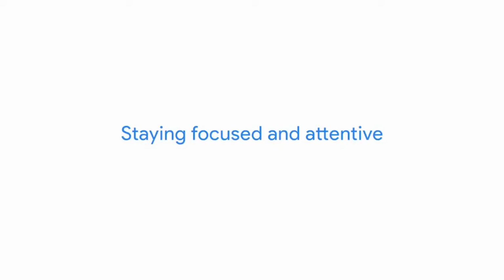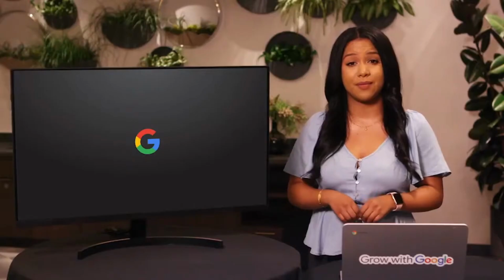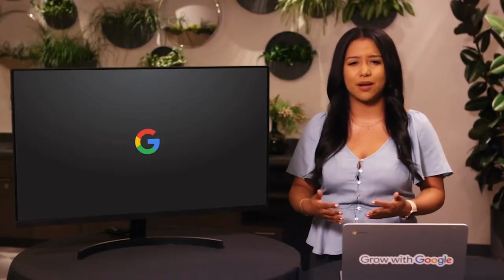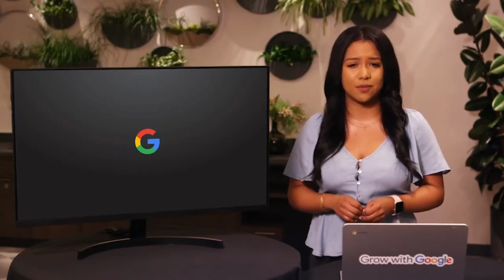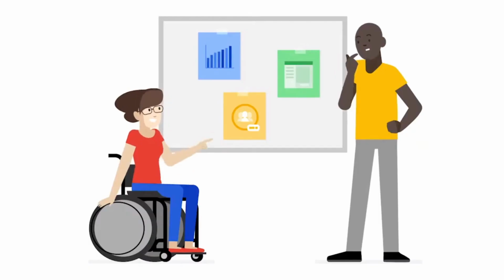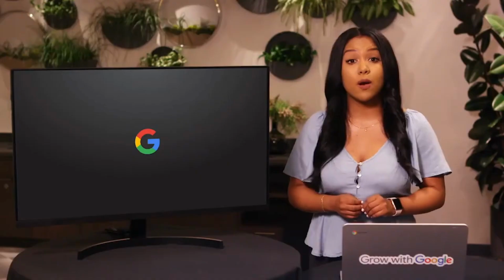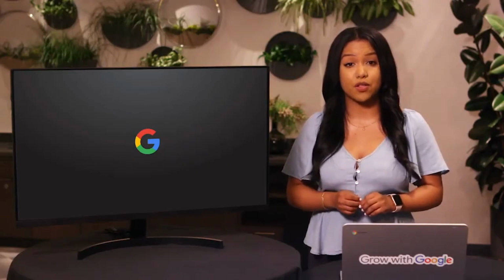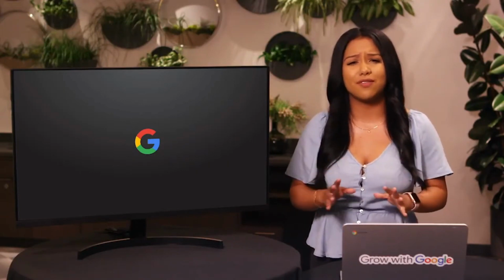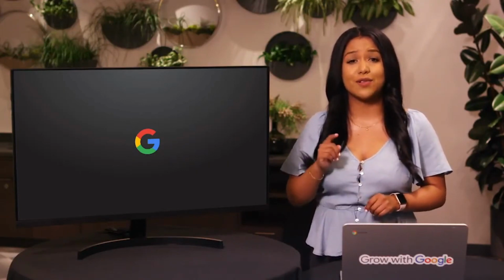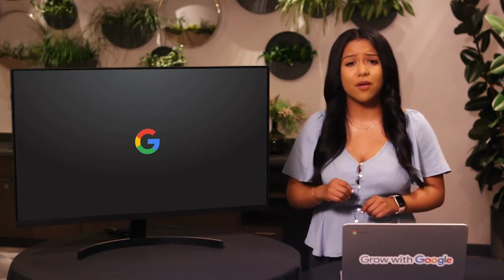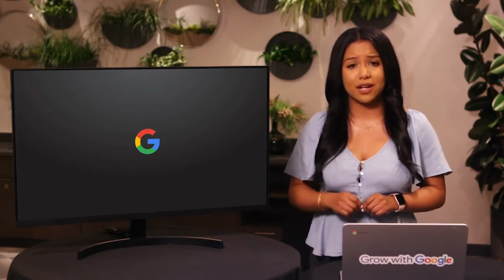Staying focused and attentive during a meeting is another great way to respect your team members' time. You don't want to miss something important because you were distracted by something else during a presentation. Paying attention also means asking questions when you need clarification, or if you think there might be a problem with a project plan. And don't be afraid to reach out after a meeting. If you didn't get to ask your question, follow up with the group afterwards and get your answer.